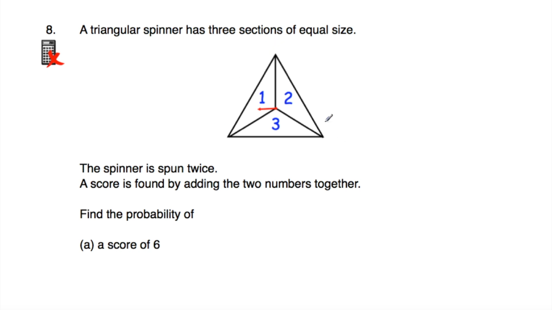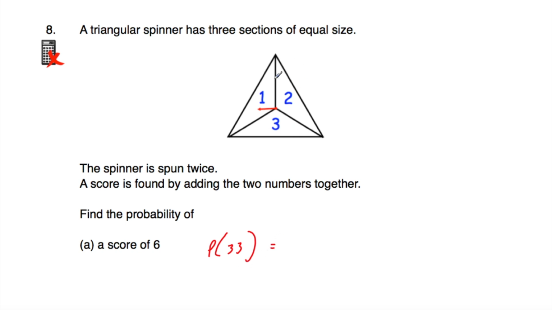Okay, let's look at our next question, question number 8. So question number 8, we've got this spinner, and it's got sections of equal size, 1, 2, and 3. And the spinner is spun twice, and the score is found by adding the numbers together. And part A says find the probability of getting a score of 6. So if it's spun twice and we want to get a score of 6 and the numbers are added together, the only way we can do that is getting a 3 and then another 3. So we want to find the probability of getting a 3 and then another 3.